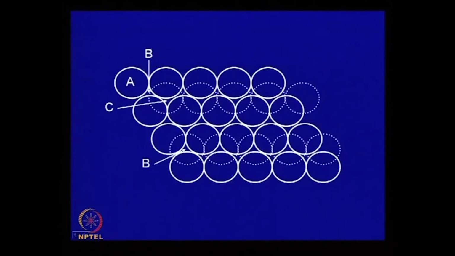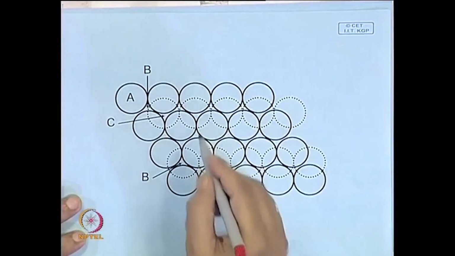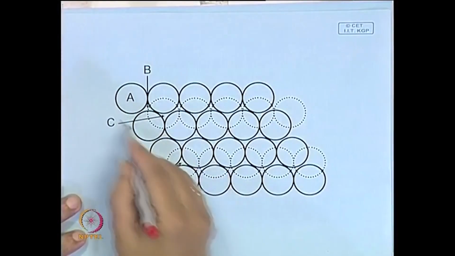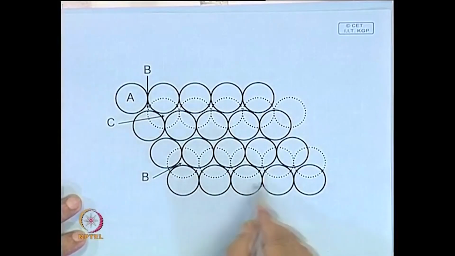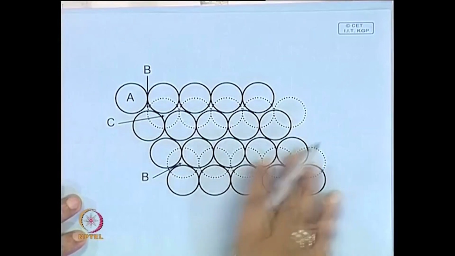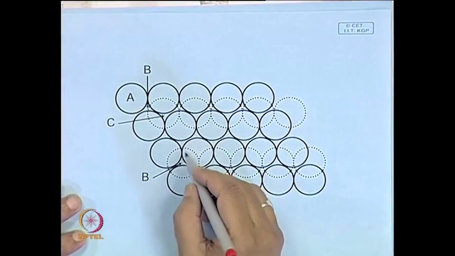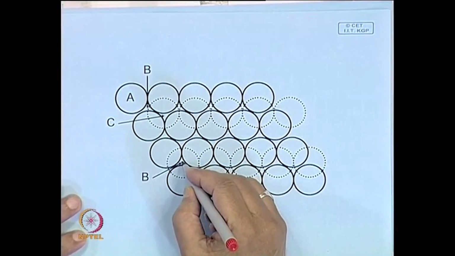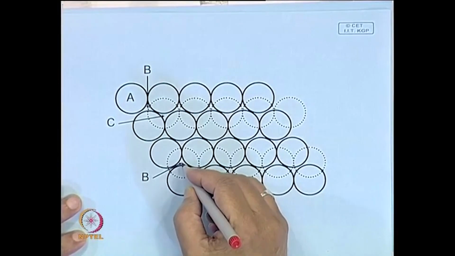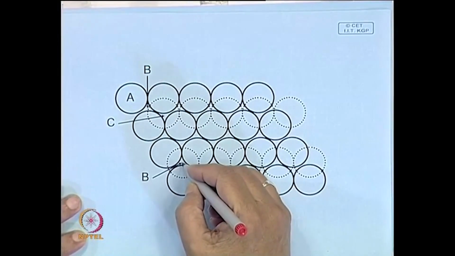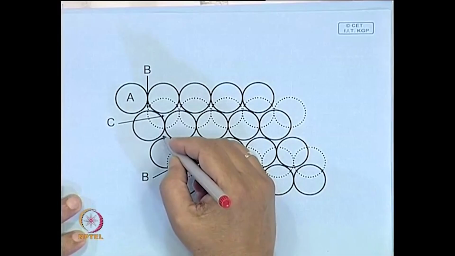Now, look at this here. Say this is the A site, and now suppose that the B layer has also been put. So, these are the B site. Now, what happens if from this B site, it has to go from here to here.